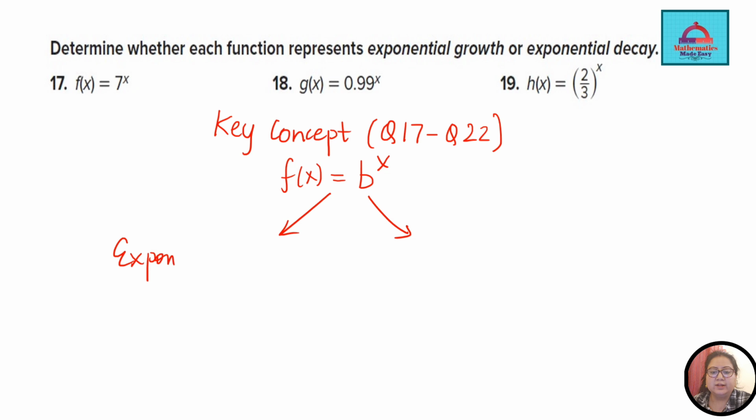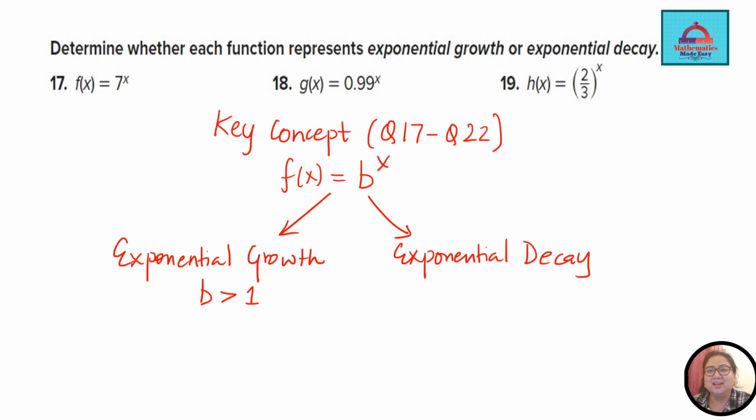It's going to be exponential growth, that means an increasing function, if the base is more than 1. And on the contrary, it will be an exponential decay function, or decreasing function, if the value of the base is lying between 0 and 1. So if it is less than 1, like a fraction, say 1/2, or a decimal like 0.5, it's going to be decreasing, or exponential decay. So let's now cover these questions one by one.